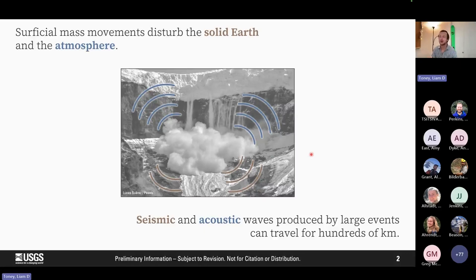Yeah, so I'll start with the main takeaway from this presentation. This presentation is going to be all about how superficial mass movements, landslides, avalanches, the like, disturb both the solid Earth and the atmosphere. And they produce seismic waves and acoustic waves. And for large and rapid events, those waves can travel for hundreds of kilometers. And in this talk, I want to emphasize how these two types of waves can give us a complementary view into the landslide, and how, in addition, these data types have very high temporal resolution, so we can make statements about temporal evolution of failure dynamics. And often seismic and acoustic data, at least in non-lab environments, are the only data we have from during a landslide. So they're really great data sets to use for landslide monitoring and characterization.